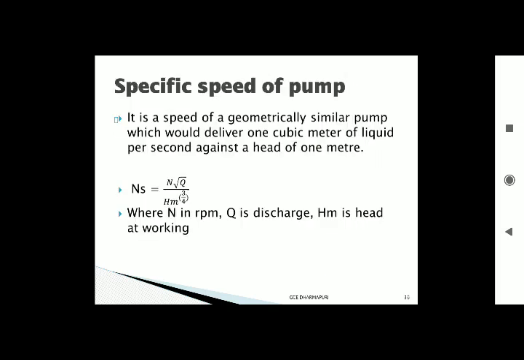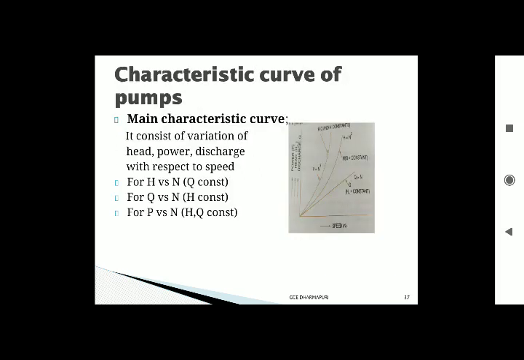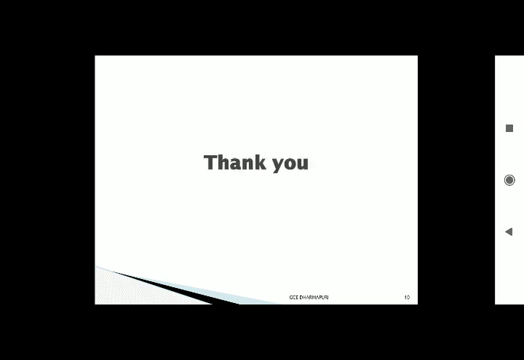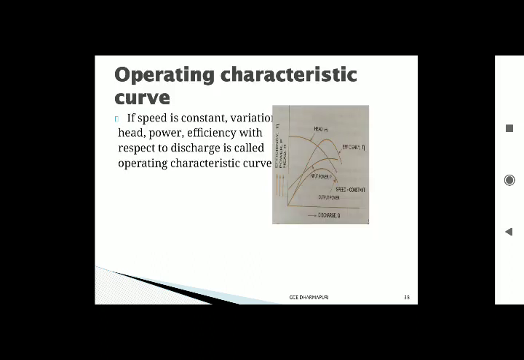These are the important things. With this we are completing this fourth unit, pumps. Once again we revise the things we discussed. We discussed constant efficiency curve, then operating characteristic curves, in which we keep speed constant and calculate the variation of head, power and efficiency with respect to discharge. In your laboratory also we will plot operating characteristic curves by varying discharge.